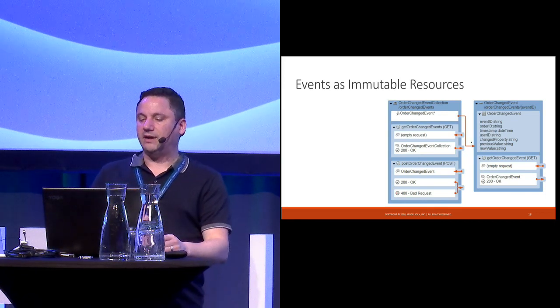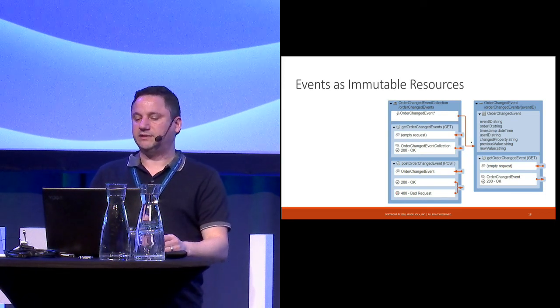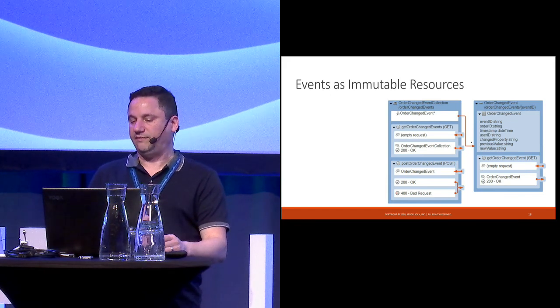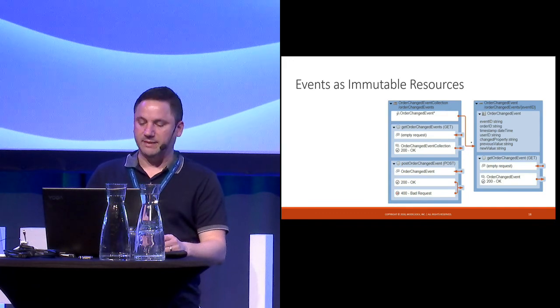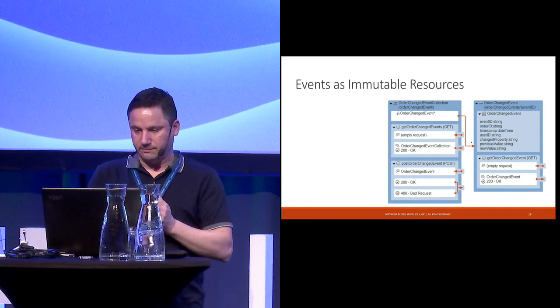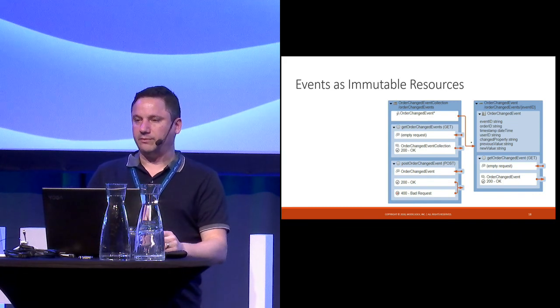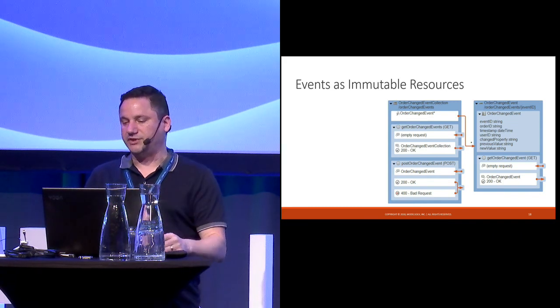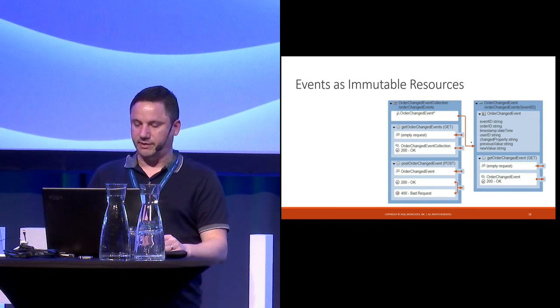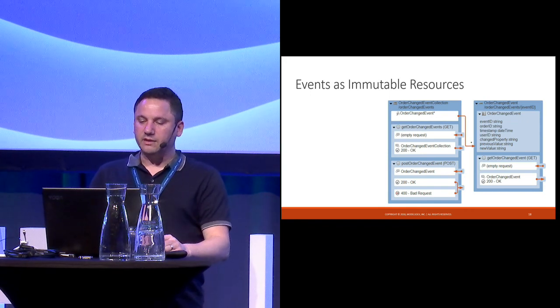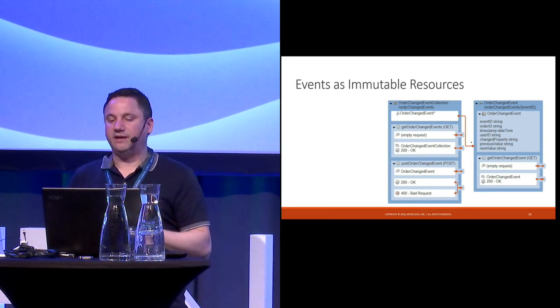And then we'd have a collection of these where we could look at the whole history of events or possibly filter the list for certain types of events that we're interested in. And this one could have a post where we'd post a new OrderChanged event to the history. So we actually can represent events in REST.